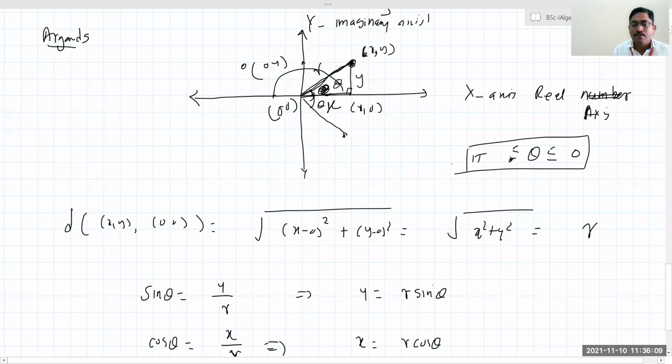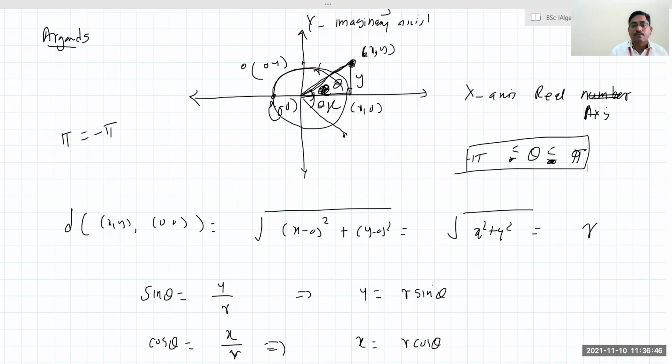This value is called the principal value of theta. I should write minus pi to plus pi, not 0, because when you measure anti-clockwise up to here, you get pi radians, and when you measure clockwise, it will be minus pi. So somewhere you write equal, somewhere you don't write equal, because minus pi and pi are the same. So that value of theta is always known as the principal value of theta.